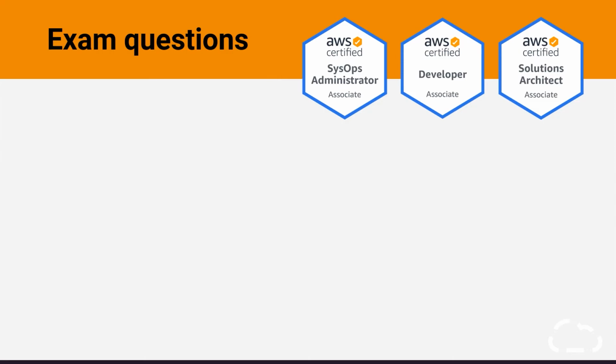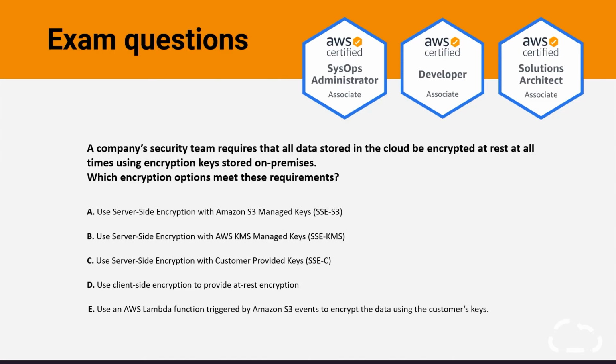So let's have a look at a few samples. The company's security team requires that all data stored in the cloud be encrypted at rest all the time, using encryption keys stored on-premises. Which encryption option will meet all requirements? You have a few variants to choose from, select all.